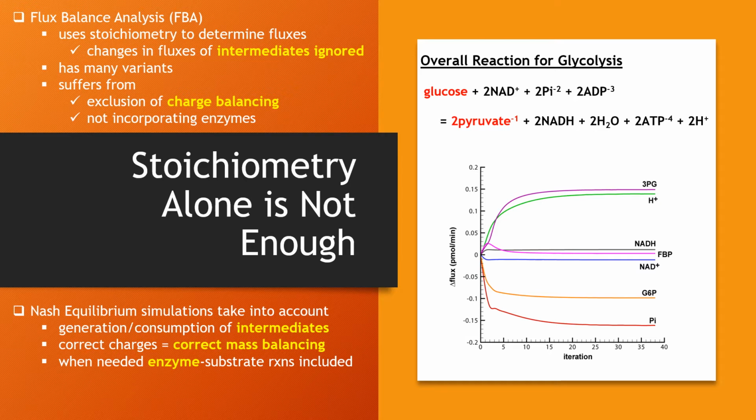On the other hand, the Nash equilibrium approach takes into account the generation and/or consumption of chemical intermediates. It uses charge balance reactions. And if enzymes are important, enzyme-substrate reactions can be included in the model. On the right, I show the charge balance reaction for glycolysis. This is an overall reaction in which many of the chemical intermediates in glycolysis are not included.